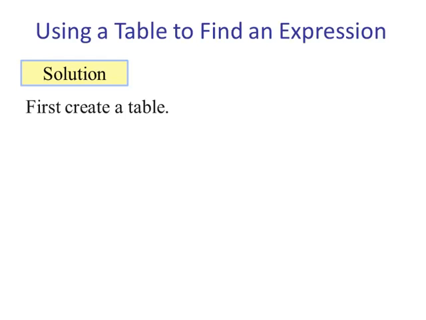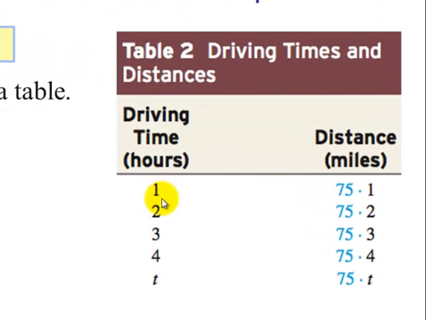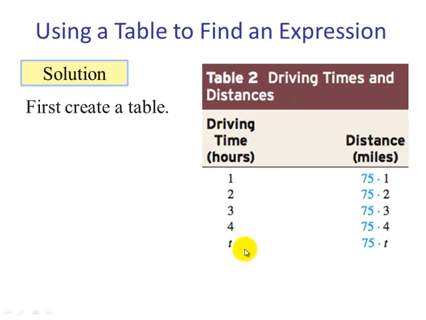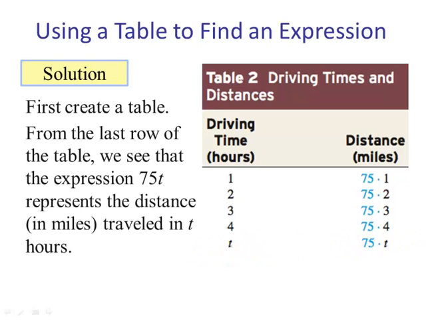First, we want to make a table. So if we drive 1 hour, that would be 75 times 1. Drive 2, 75 times 2, till we get to t. So from the last row, we see that the expression 75t, or 75 times t, represents the distance measured in miles traveled in t hours. So this is a constant, 75, and the driving time is our variable.